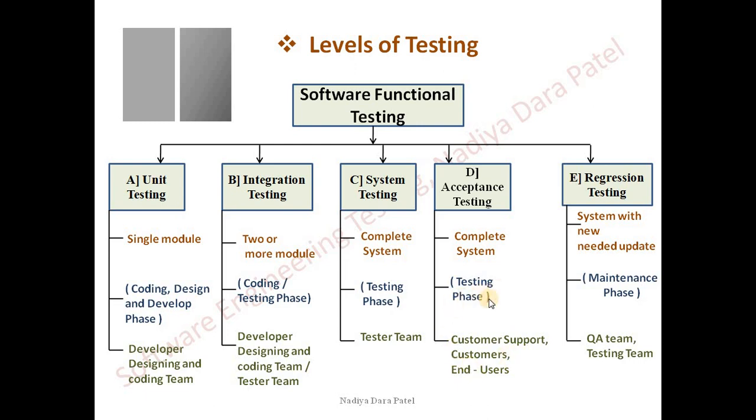So in this feedback cycle, the feedback is taken from the customer, the changes are added, and they are again shown to the customer. Once they are satisfied, we jump out of this phase and go into the implementation phase. So this is acceptance testing. Finally, we have regression testing.